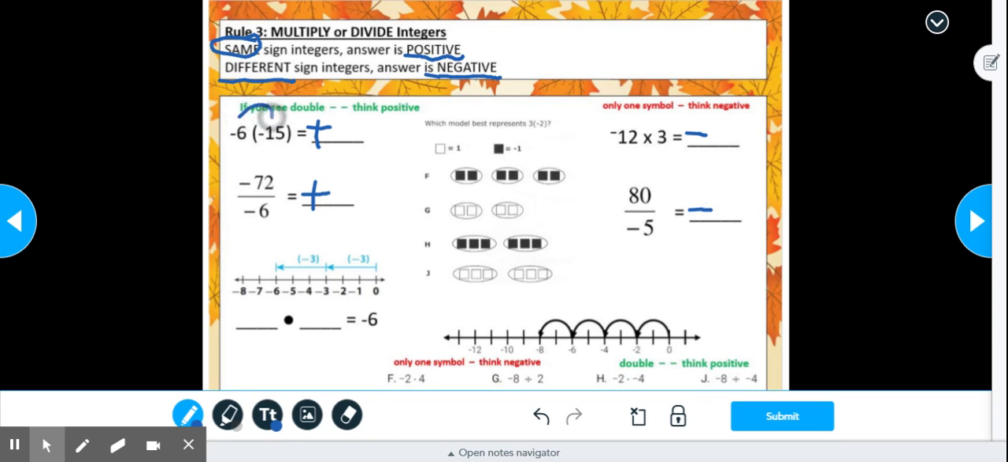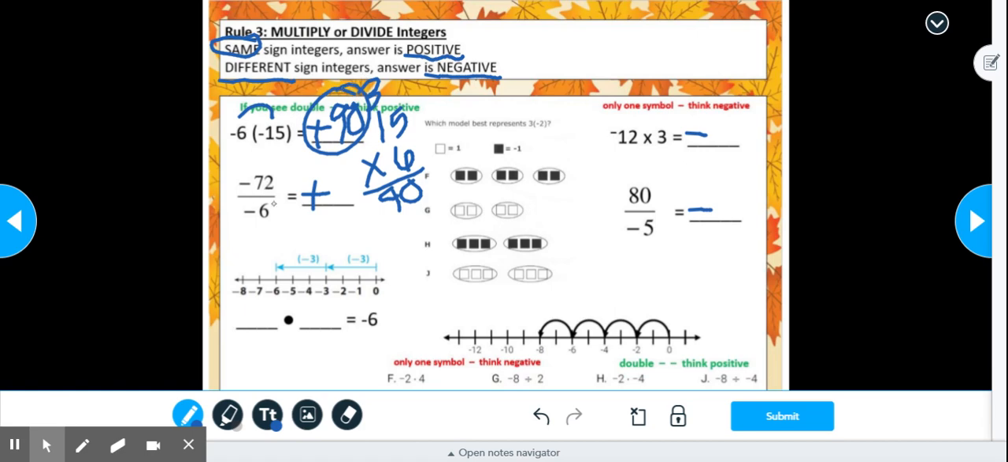So now let's multiply. This group here, whenever we see it, it's not going to say multiply, but these are groups. And you got 6 negative groups of negative 15, or 6 opposite groups. So we're going to have to do our multiplication process. 6 times 5 is 30. 6 times 1 plus 3 is going to give us 90. So number 1 is positive 90.